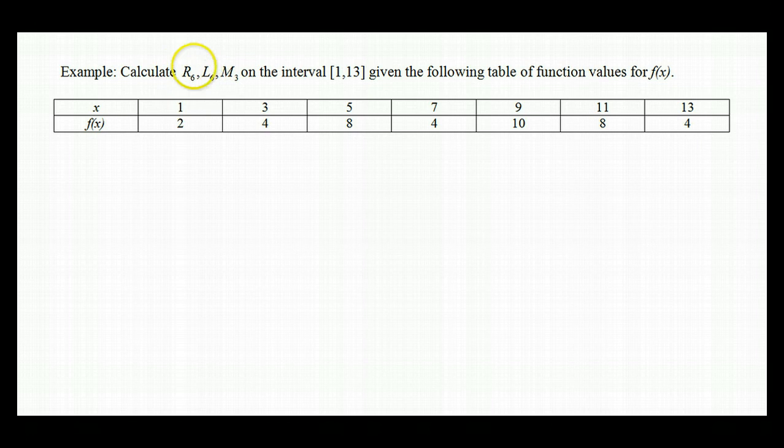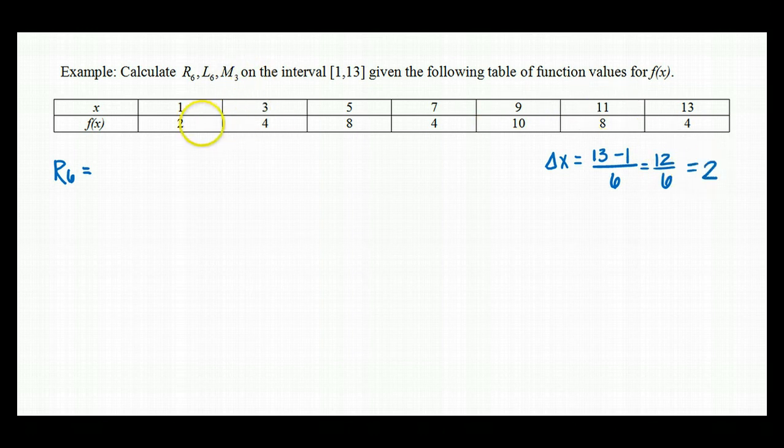So let's focus on R6 first. To find R6, we're going to need delta x. So let's calculate delta x off to the side. Delta x is going to be b minus a over n, the number of rectangles. So b minus a is 13 minus 1, and the number of rectangles here is 6. So we're going to have 12 divided by 6, or a delta x of 2.